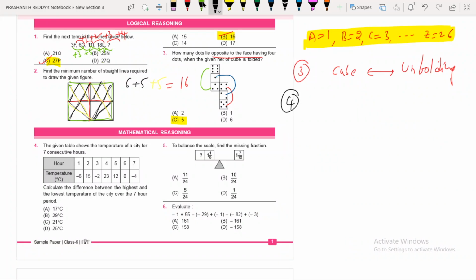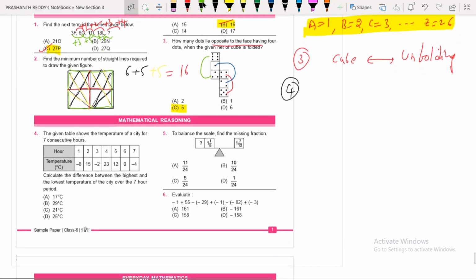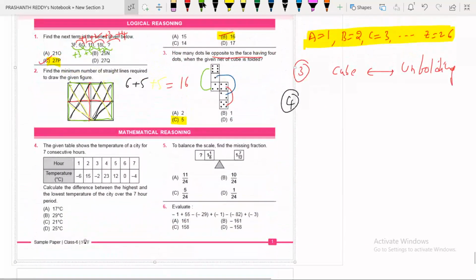Observe here, the given table shows the temperature of a city for 7 consecutive hours. So here we have hours, then we have temperature. Temperature is given and hours also given. For example, first hour temperature is minus 6 degrees centigrade, second hour temperature 15 degrees centigrade, and so on. Finally, seventh hour temperature is minus 4 degrees centigrade. Now based on this we are going to answer.